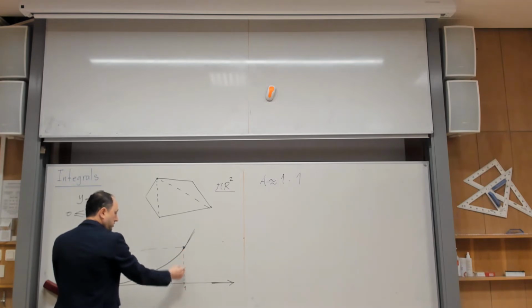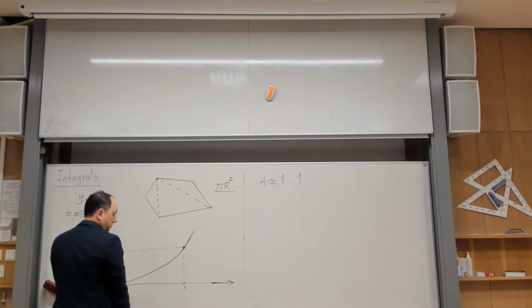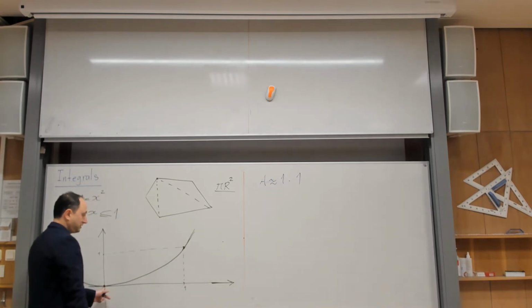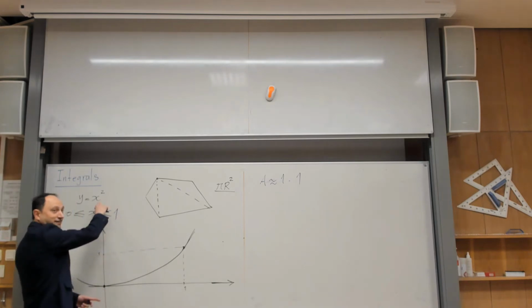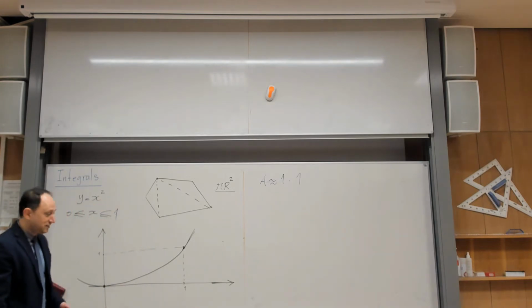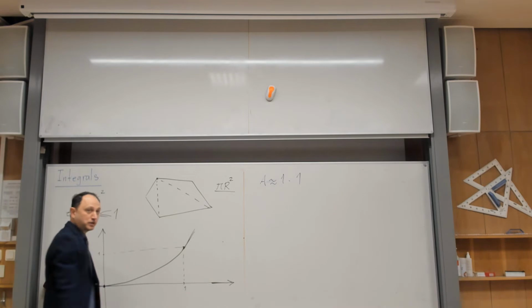How did I get this as 1? For example, if it was 2, what was this height? It would be 4, come on. So if that was 2, the height should be 4.